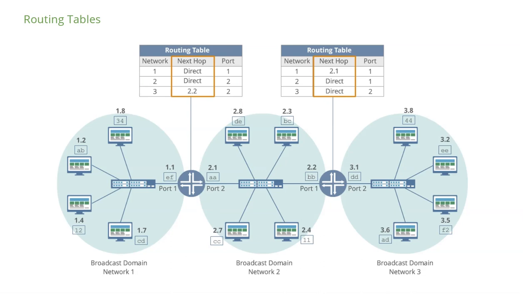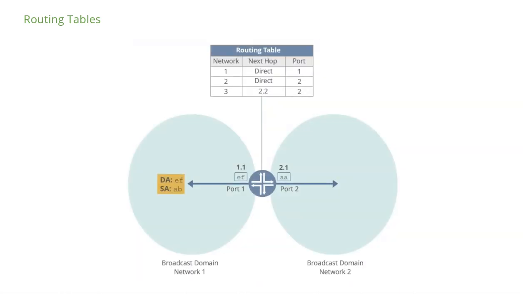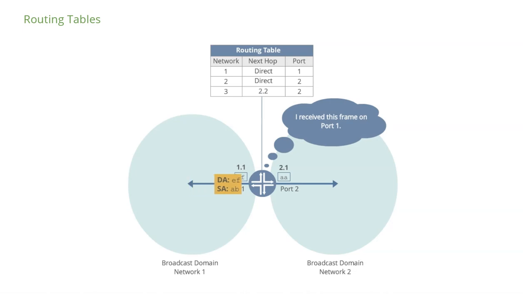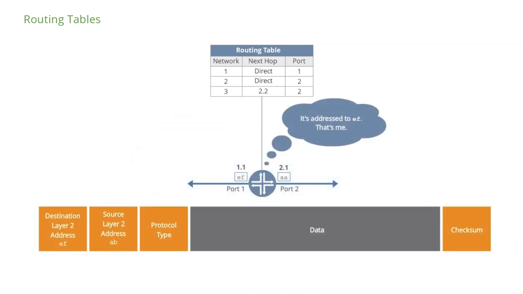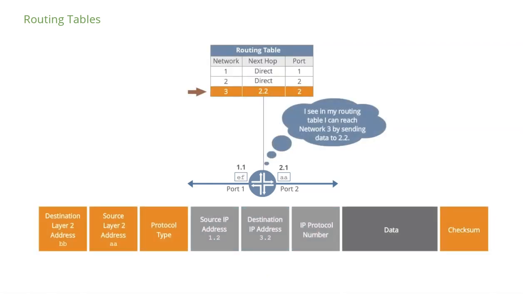When a router receives a packet, the router uses the routing table to make intelligent decisions on where to send the packet next. In this example, the router connecting Network 1 and Network 2 receives a frame on port 1. First, it examines the destination MAC address to see if it is the intended recipient. Because the frame is addressed to the router, it strips off the Layer 2 frame to inspect the Layer 3 addressing.